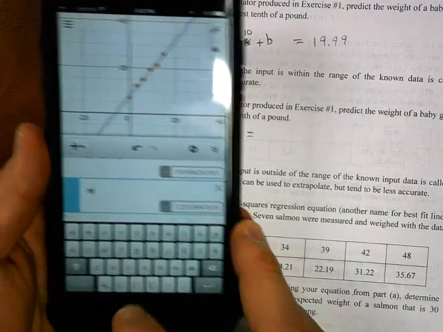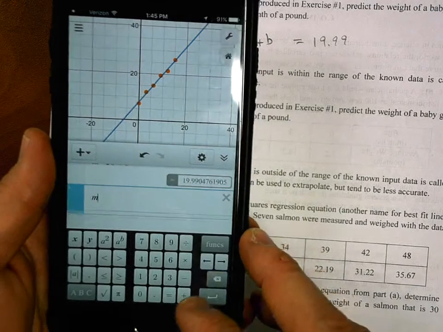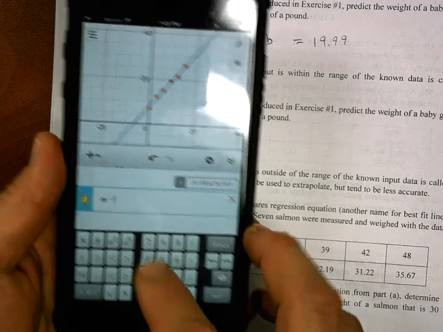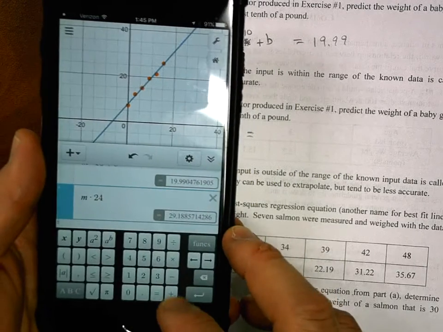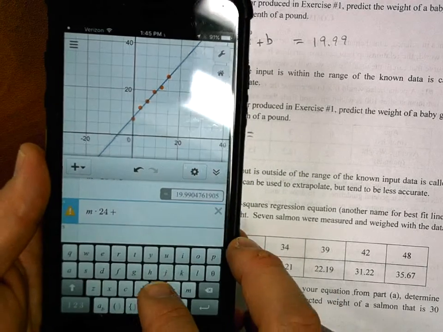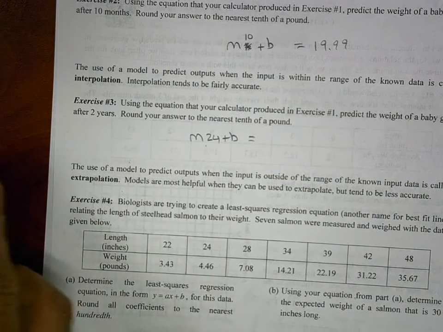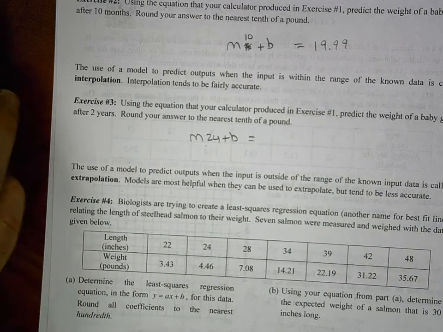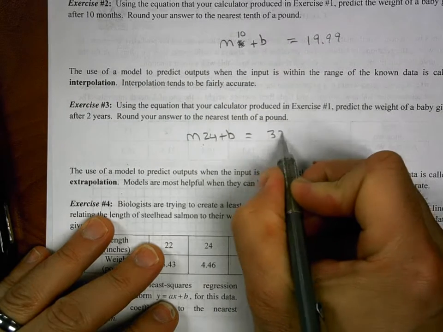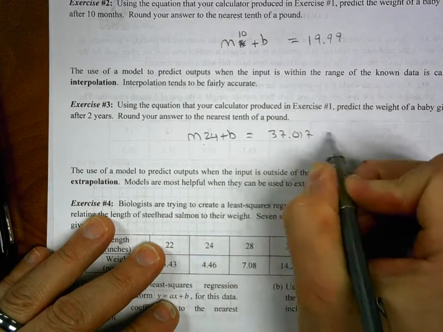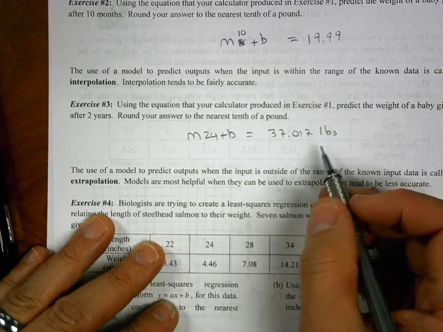I'm just going to put 24. No, it gives you that. So I got to go times 24. Oops. 24 plus b. Okay, and what does that give you? 37 something pounds. Okay, so 37.017 something pounds. Okay, so a 2-year-old predicting would be 37 pounds.